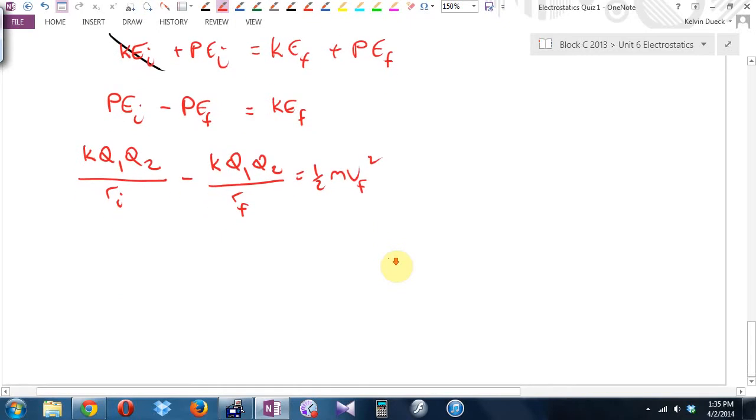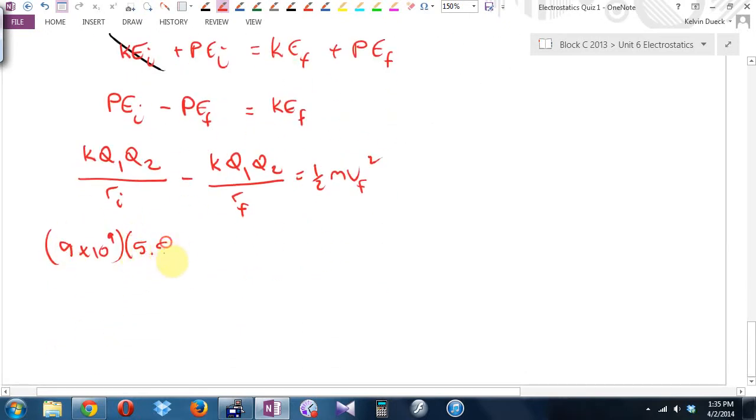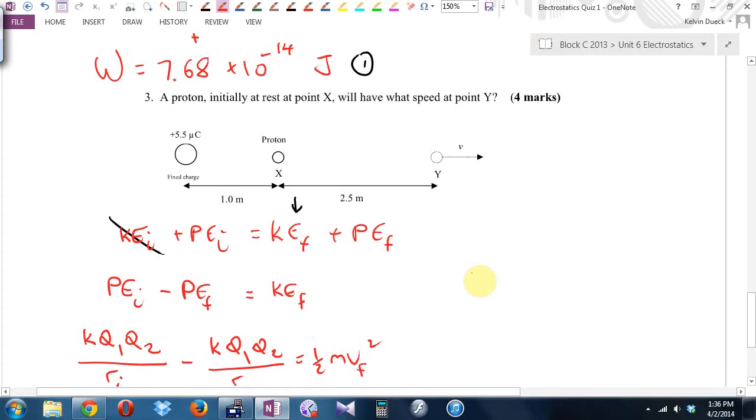How much room have I got? Oh, good, a fair bit. It's going to be 9 times 10 to the 9th. Q1, 5.5, positive. Q2, it's a proton. All over R initial, 1, minus ditto mark, ditto mark, ditto mark, all over R final. We did this with gravity too, didn't we? R final, not 2.5. 3.5 from the original point.